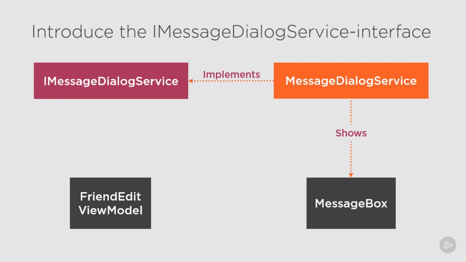Our FriendEditViewModel will depend on that IMessageDialogService interface. It will just take an instance of that interface type as a constructor parameter. And this is what we will do now. We will introduce the IMessageDialogService interface, and we will add it as a constructor parameter to the FriendEditViewModel. So let's switch to Visual Studio.